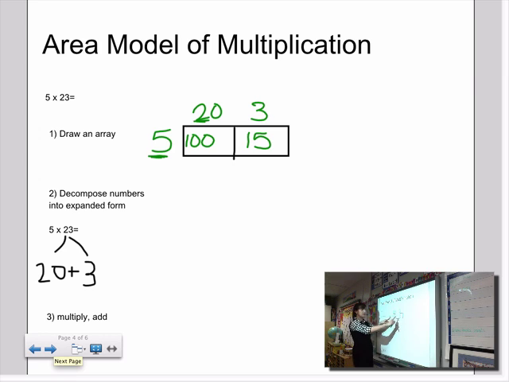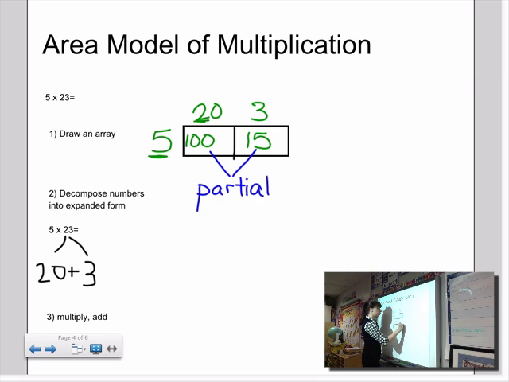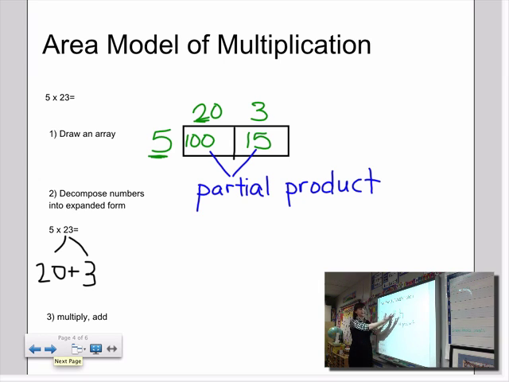Now, I am left with these two numbers. These two numbers in multiplication have a very special name. The name of these two numbers is a partial product. The reason why each of these numbers are called a partial product is because they come together to make the final answer, the total product. When they are alone in parts, it's partial or part of our product, part of our answer, but they have to come together to get our final product.